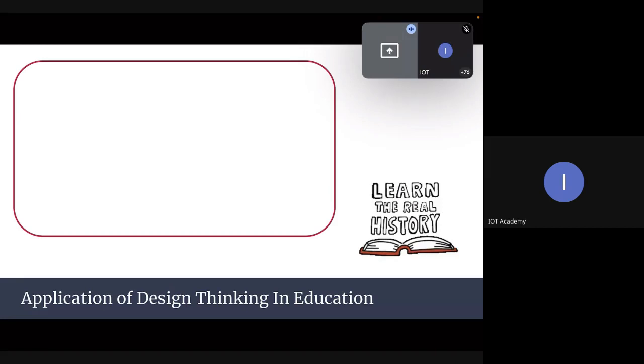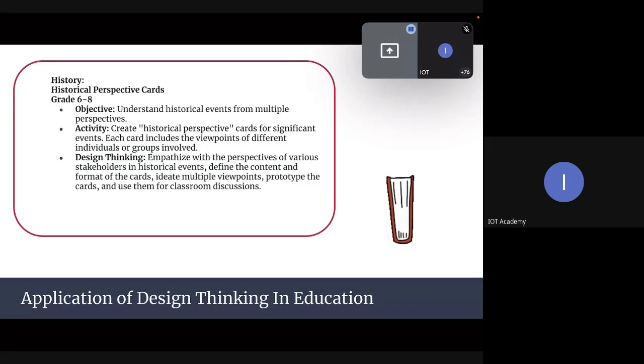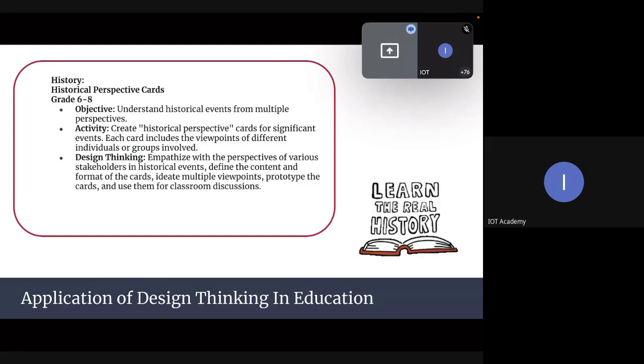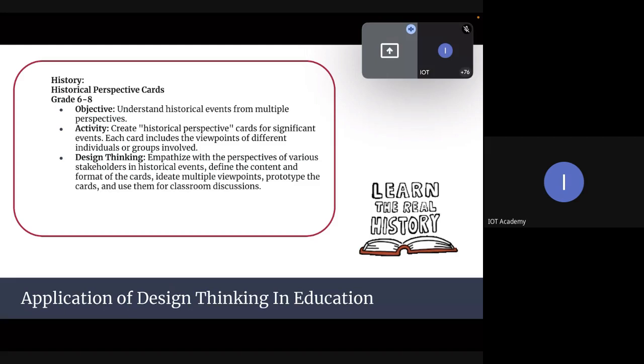It's not only about science and maths. It can also work in a history class. Suppose you want to develop an understanding of historical perspective. So you want to create cards for significant events. Each card includes viewpoints of different individuals. So that will give the design thinking team the motivation to empathize with various stakeholders in historical events, define the content, formation of cards, ideate multiple viewpoints, prototype the cards, and use them in the classroom discussions.